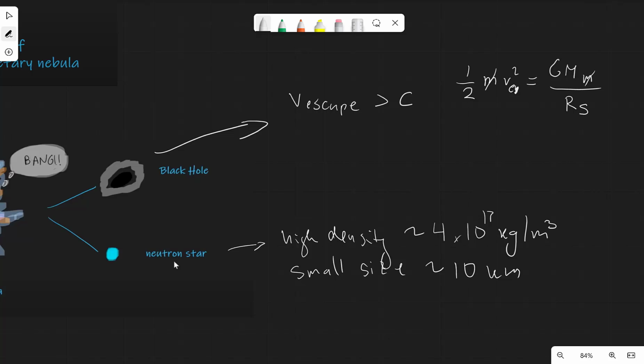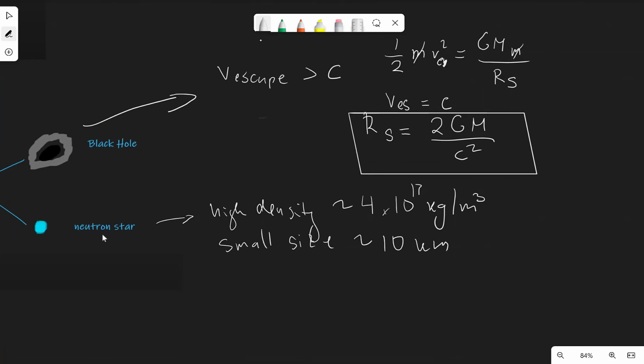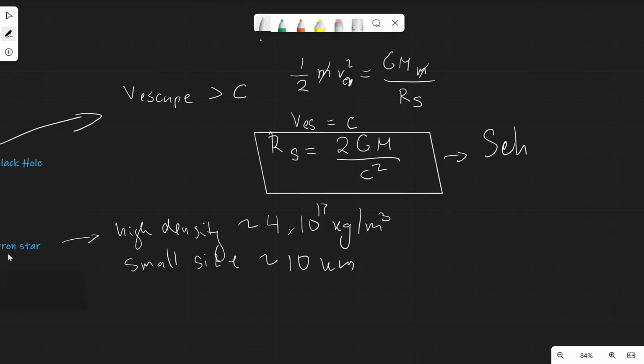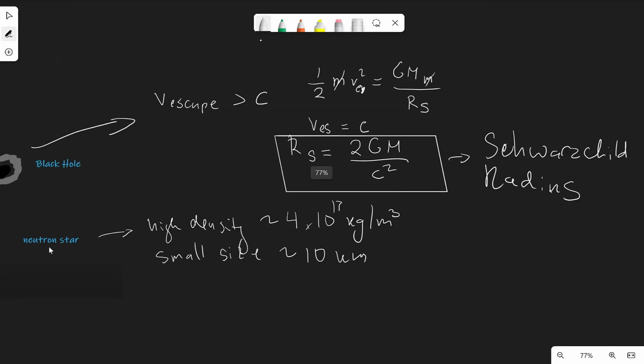So M is going to cancel out. And then I'm going to say that the escape velocity is actually equal to c. Just rearranging for the Schwarzschild radius, we get that this will be equal to 2GM divided by the escape velocity squared, but this is now just c, so this will be c squared. So this here is the formula for the Schwarzschild radius. If we compare something to the size of this, it is going to form a black hole.